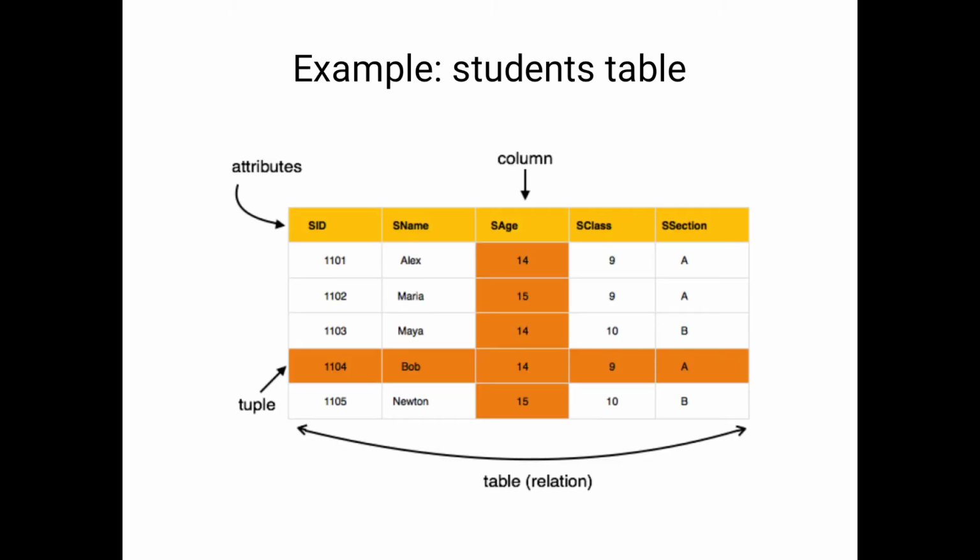Okay, please observe the above table. Okay, this is the table. So please observe the attributes. Here the attributes are student ID, student name, student age, student class, student section. So a row is also called a tuple. Here I am highlighting the row 1104. Okay, the fourth row tells about Bob's information. Here I am highlighting the column student age. This particular column explains the student ages. Okay, so this information tells about the relation between all the details. That's why the table is also called a relation.